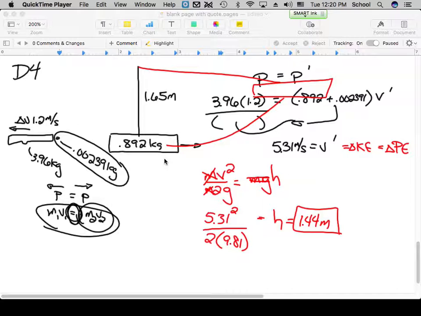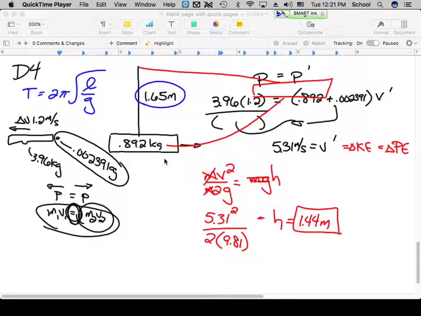But once it gets up to its highest point, it's not going to just stay there. It's going to start to rock back and forth in simple harmonic motion. So if I'm trying to find its period of oscillation, T equals 2 pi square root of L over g. Did I need to know any of the other stuff to answer C? No, not at all. The only thing I need is the only thing I haven't used yet, which was the string length. So that's going to go there.